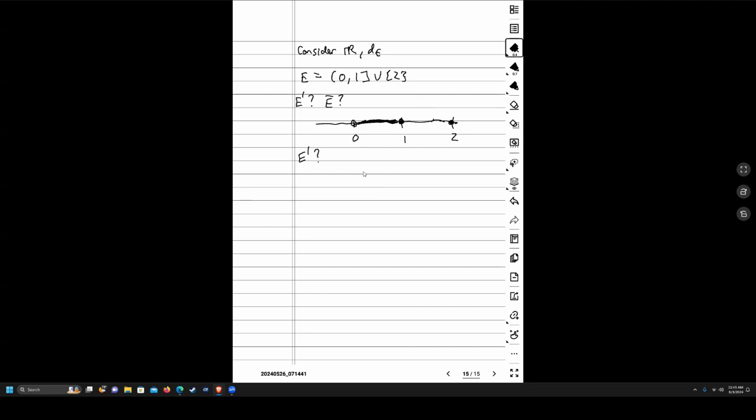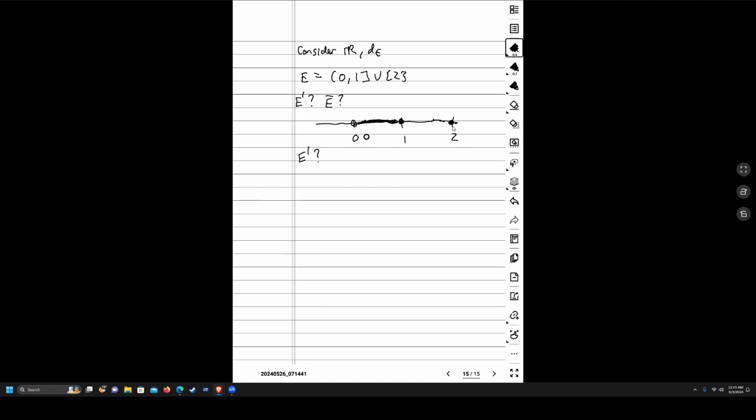Well, you're going to have everything between 0 and 1 is a limit point, because that's in the interior. 0 is also a limit point, though, because at 0, I can draw a ball around it. It's going to spill over to the right side and have some elements of E. So we're going to include 0, and then all of this stuff and 1.